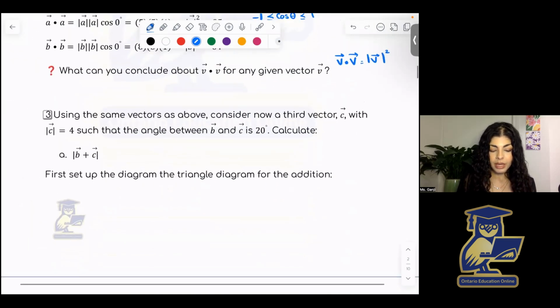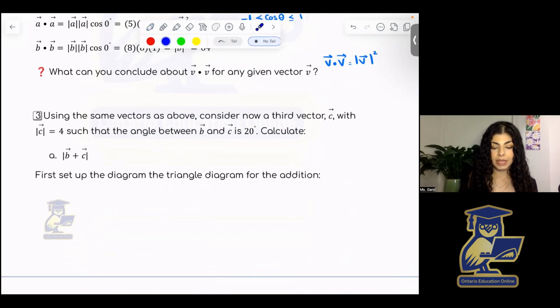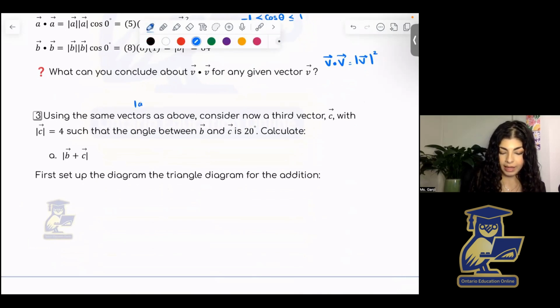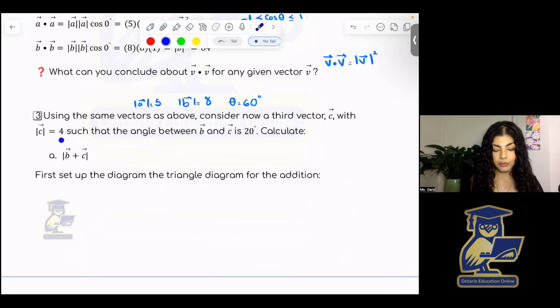Now, in our third example, we're still using the same vectors A and B as above. So remember, vector A has a magnitude of 5, vector B has a magnitude of 8, and theta, which is the angle between them, is 60 degrees. So now we're told we have a third vector C, and its magnitude is 4, and the angle between B and C is 20 degrees.